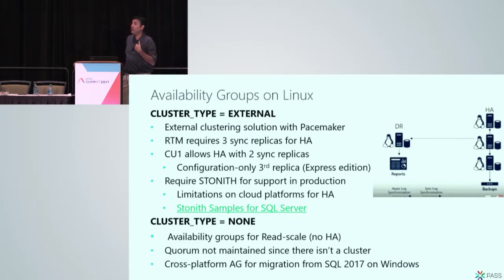And then you have cluster type equal to none, which actually enables a couple scenarios. It doesn't require you to have the cluster. You can have an AG without a cluster totally. Use cases are if you want to scale out your reads and you don't care about automatic failover or quorum or things of that nature. That's one thing. You can even have it cross-platform, spanning Windows and Linux, in case you want to do some sort of migration or quick migration type scenario. But of course, in that case, you would have to have 2017 on Windows to 2017 on Linux. You won't work from older versions.